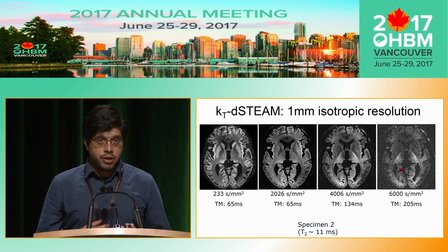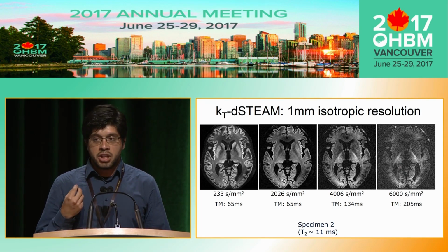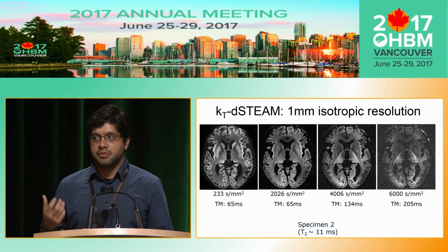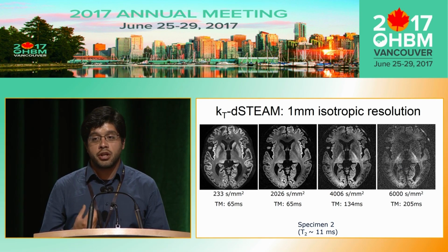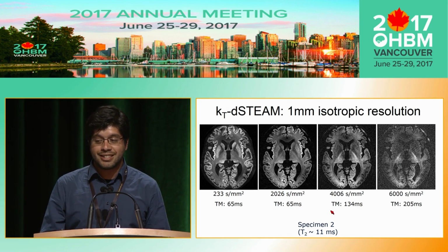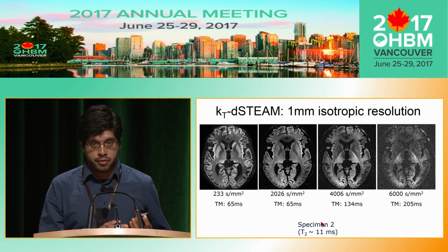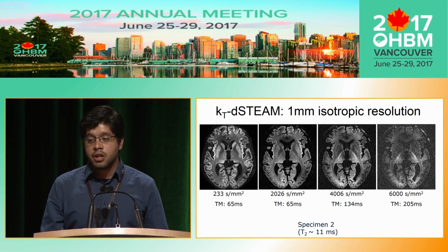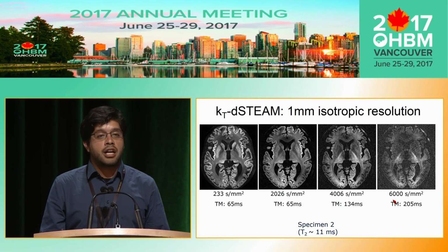That is one of the advantages of this sequence: even with over-fixed samples, as for example this one, in which the T2 is really lower than the other sample, we can still achieve a very high B value.